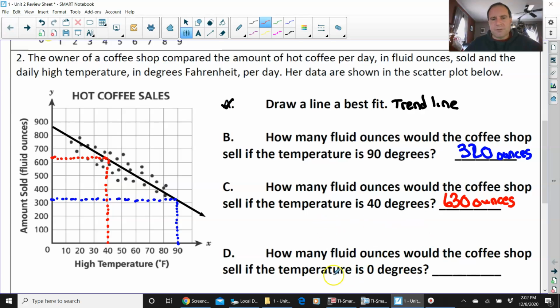How many fluid ounces would the coffee shop sell if the temperature was 0 degrees? All right, so 0 degrees, we're going to go up from 0. We don't have to go over to the left because we're just going to go straight up to our trend line around there, and that's like 850 fluid ounces. All right, use your trend line to predict values.